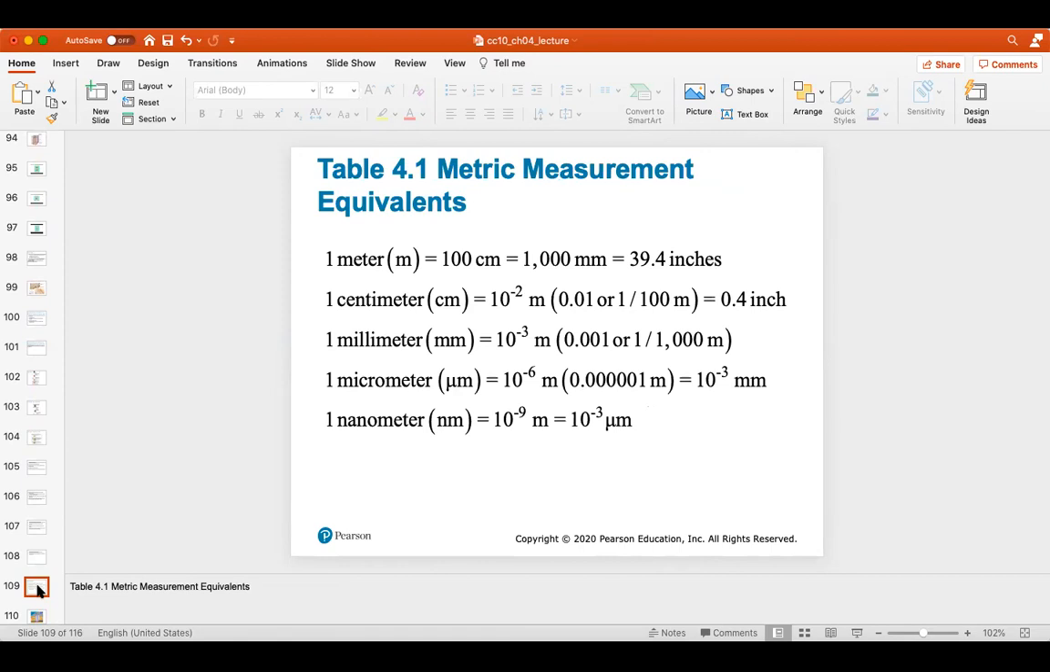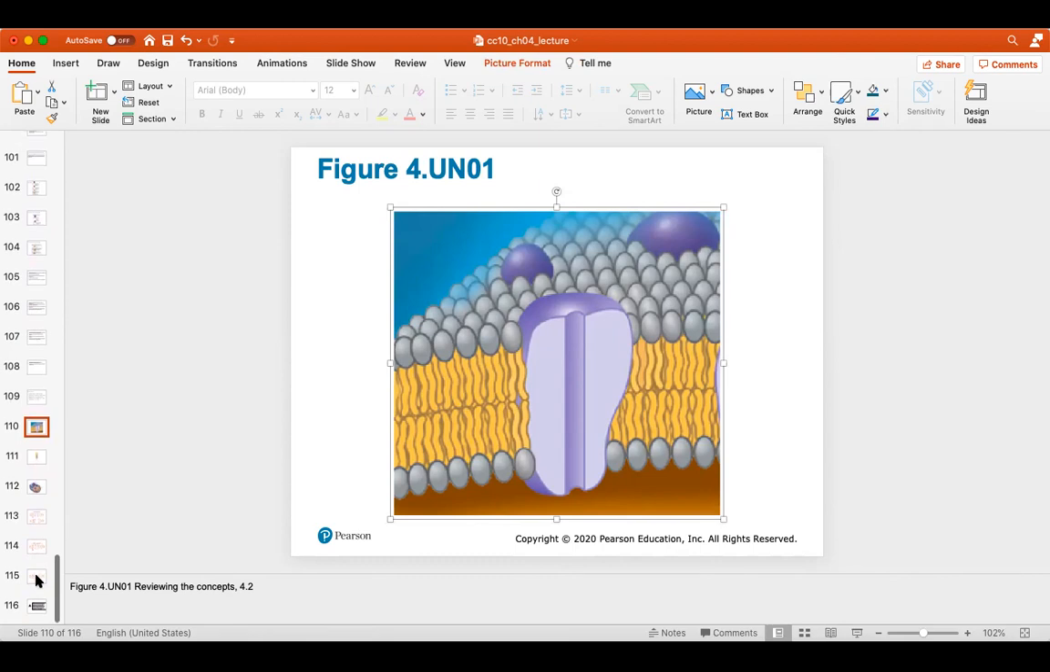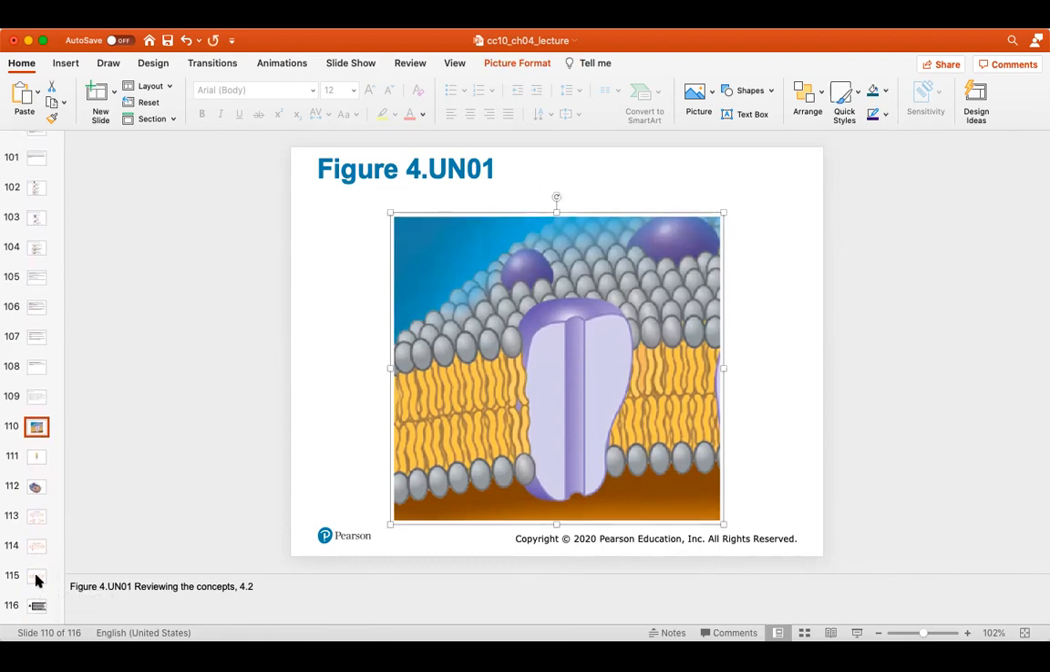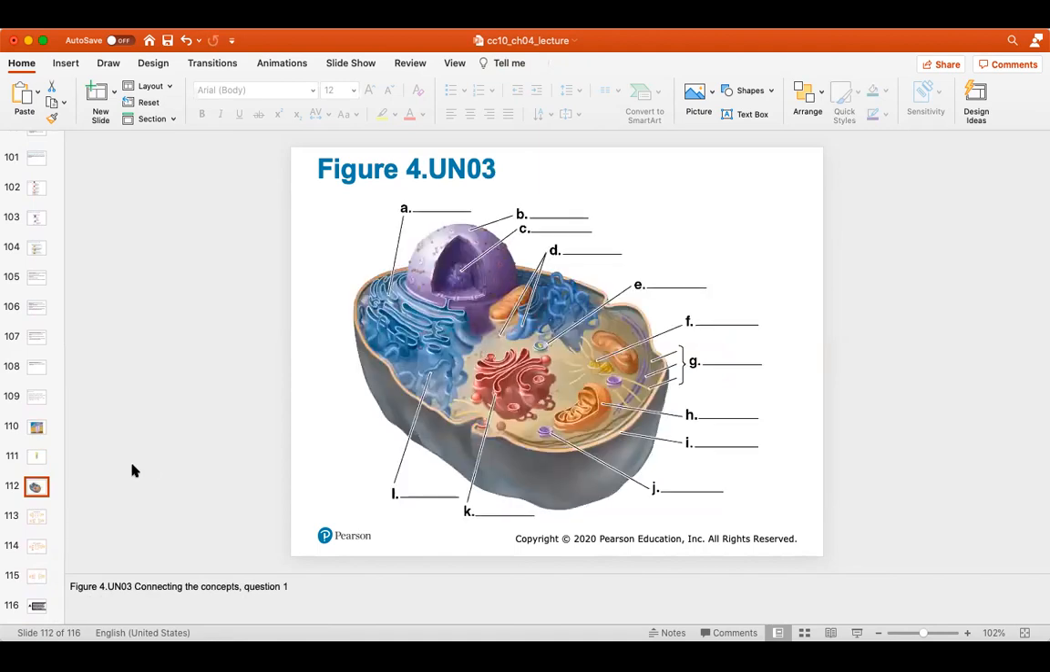This is a look at metric measurement equivalence. We talked a little bit about this in our first lab, how many millimeters are in a meter, centimeters in a meter. So this takes you through some of the metric system equivalents. Here's a figure, again, reviewing concepts. These kind of last couple slides at the end of the PowerPoint review some of the key concepts that we talked about. Here's the paramecium drawing with the flagellum.